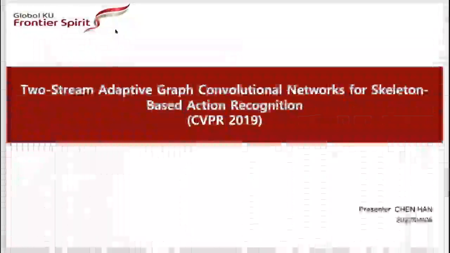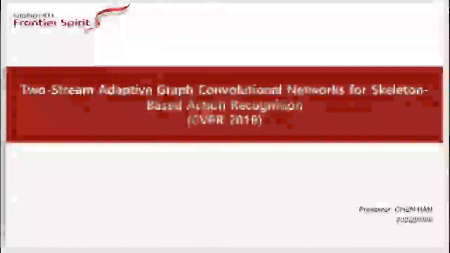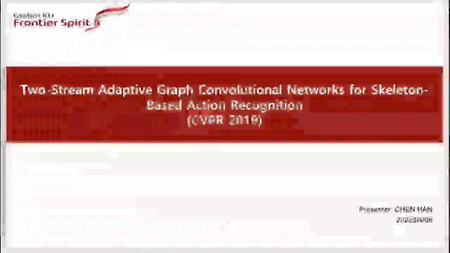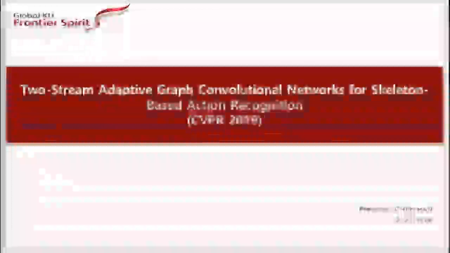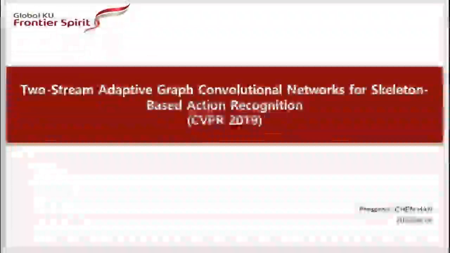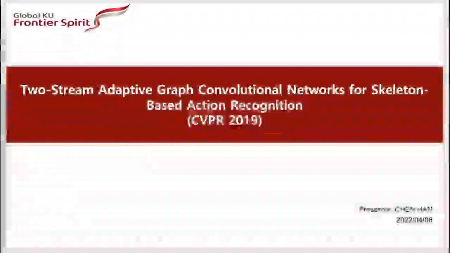Okay. In this presentation, I will introduce a paper. The title is Two-Stream Adaptive Graph Convolutional Network for Skeleton-Based Action Recognition. This paper has been published in CVPR 2019, and the topic of the presentation is action recognition.